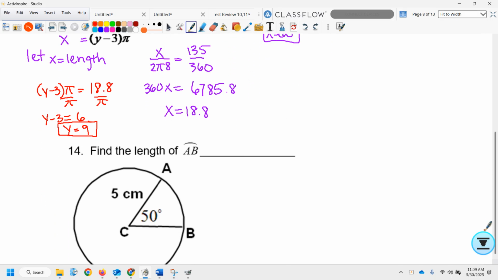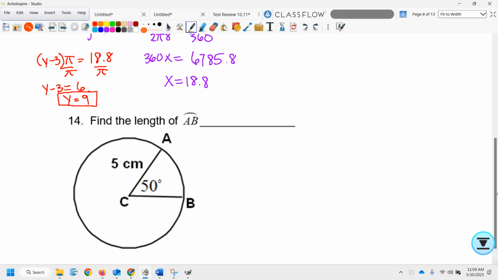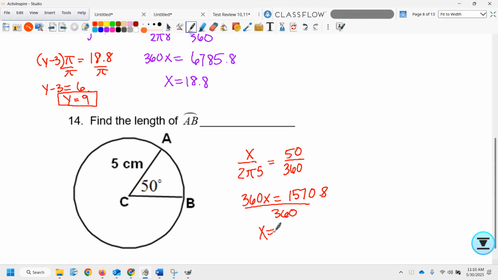All right, the length, baby. We're back to this. All right, that's going to be x over 2 pi r is equal to the measure of the arc in degrees over 360. The only one that's never going to change is that 360 in the denominator of the second ratio. All right, 2 times pi times 5 times 50 is 1,570.8. All right, and I divide by 360, and I get x is equal to 4.4. Okay, lovely.